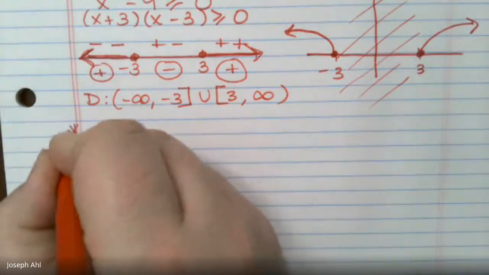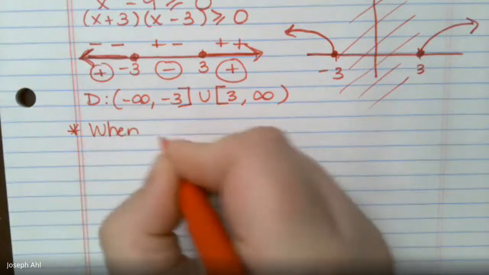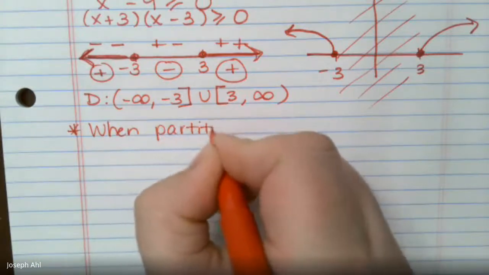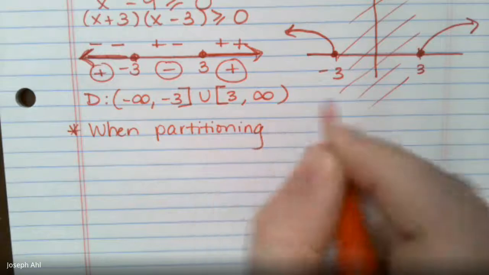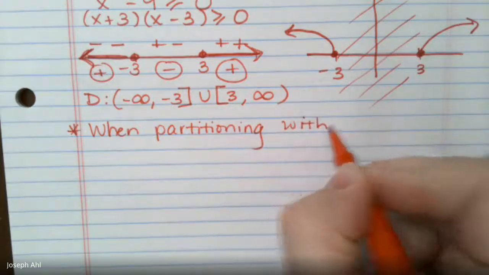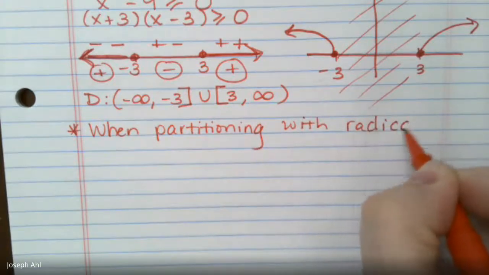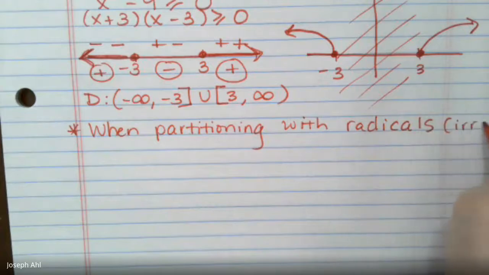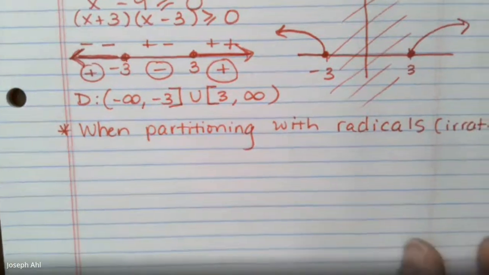So just as a quick note here, I think it's nice to formalize this when partitioning with radicals in these irrational equations.